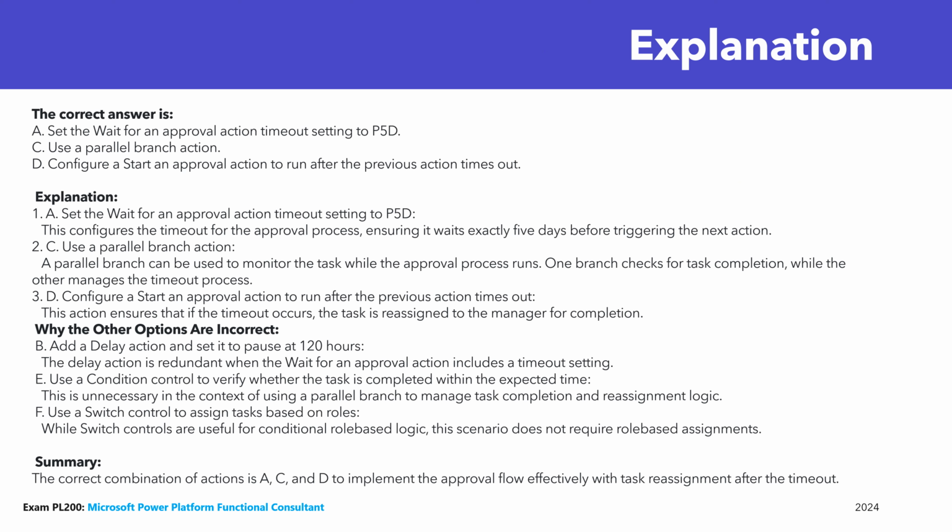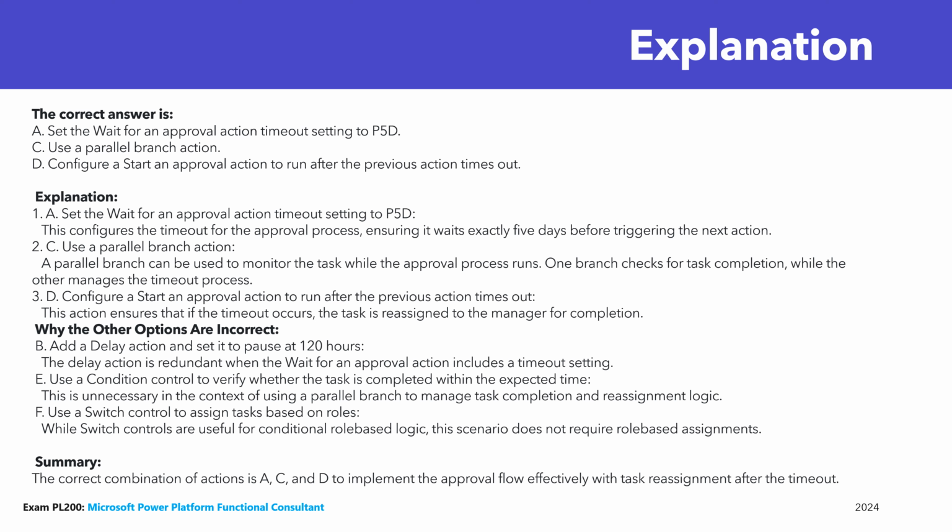The correct answers are A, C, and D. A. Set the wait for an approval action timeout setting to P5D. C. Use a parallel branch action. D. Configure a start an approval action to run after the previous action times out. Explanation. A. Set the wait for an approval action timeout setting to P5D. This configures the timeout for the approval process, ensuring it waits exactly 5 days before triggering the next action.